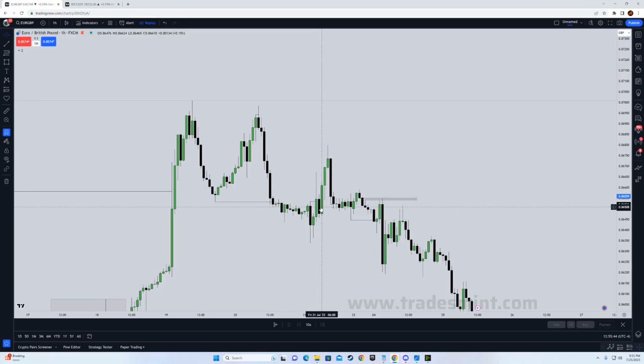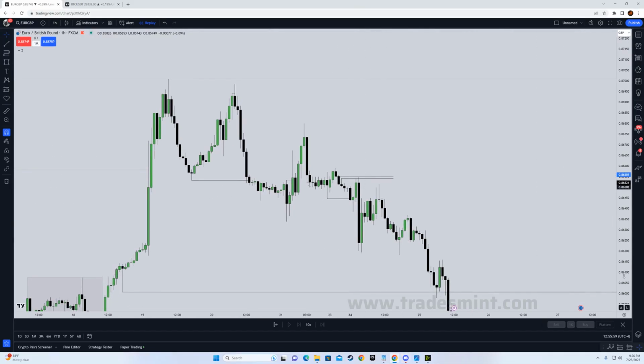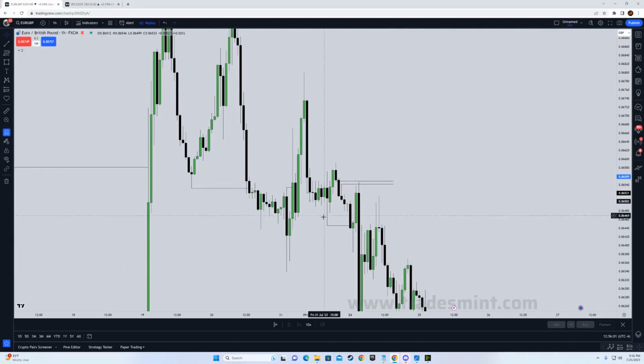Now, we want to wait for a double break of structure once again, right? So we have this level taken out. We also took out this level, but this is not necessary. We took out this lower high. Now we simply wait for a double break of structure. So what do we have? We have a lower low, right? Zooming in here, we have a lower low, lower high, and a lower low.